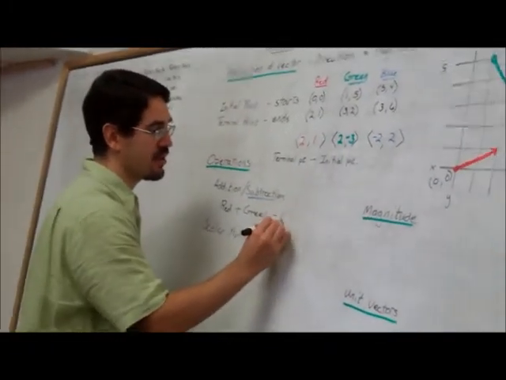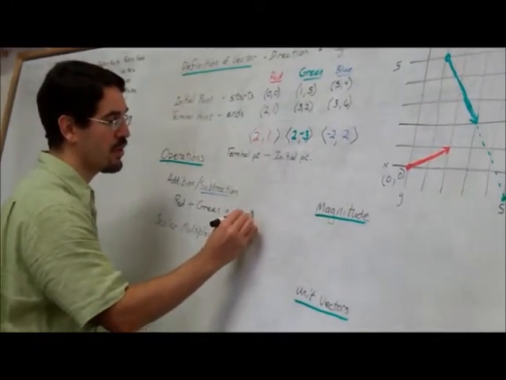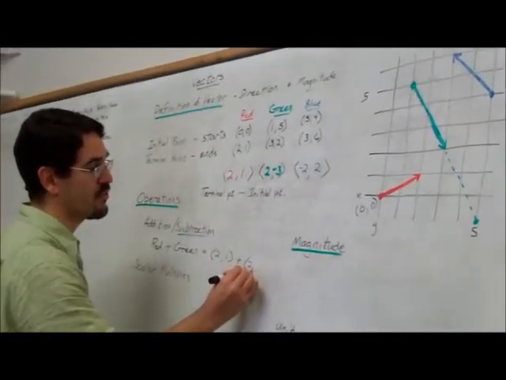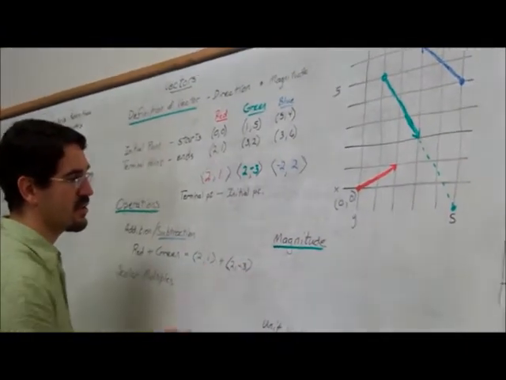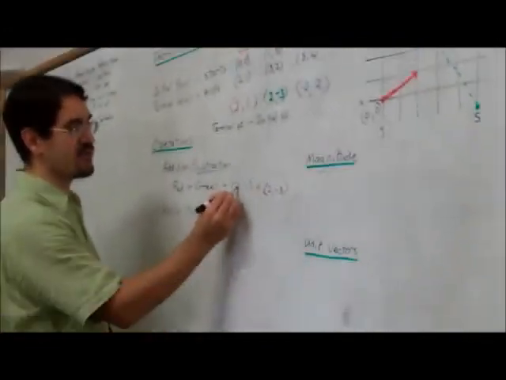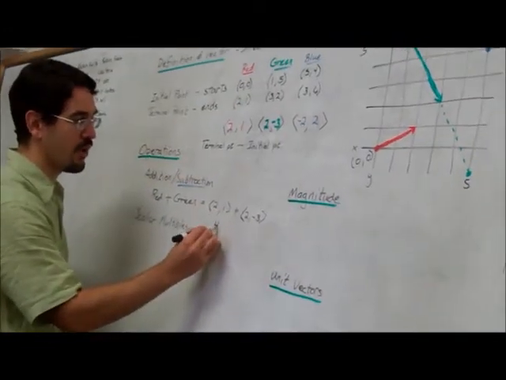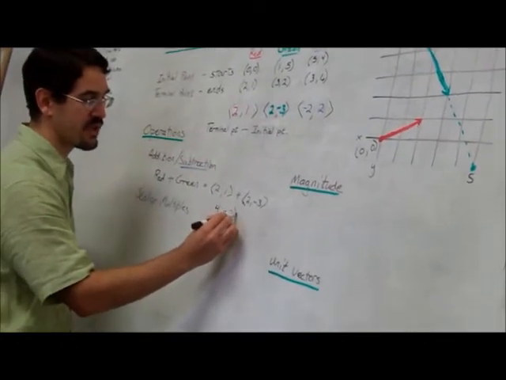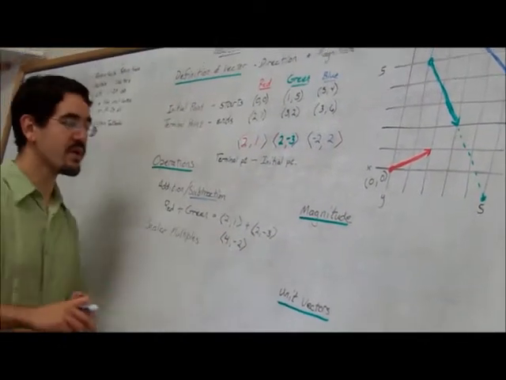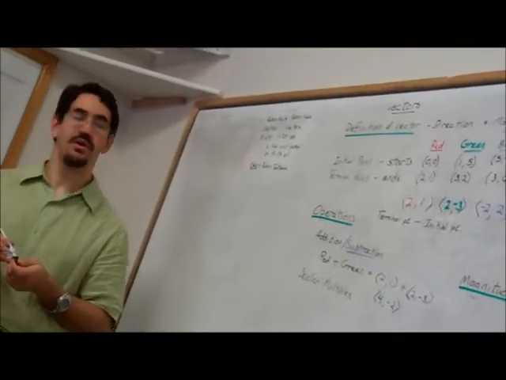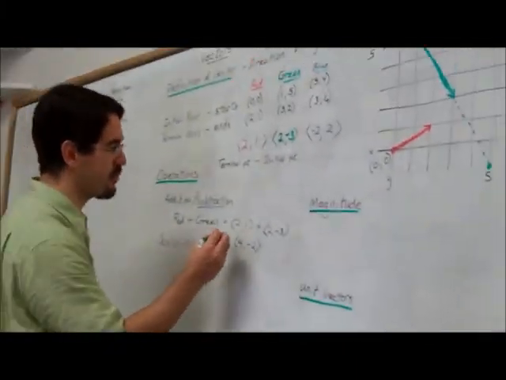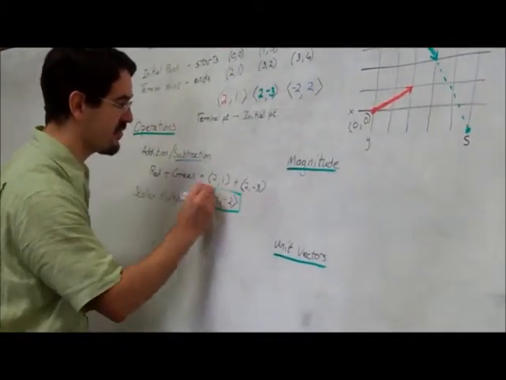It's going to be 2, 1 plus 2, negative 3. And what does that give me? 2 plus 2? 4. 1 plus negative 3? Negative 2. And that gives me my new vector. That would be the result of the red plus green. Alright, so we'll just highlight that with some green so that you can see that that's the answer.